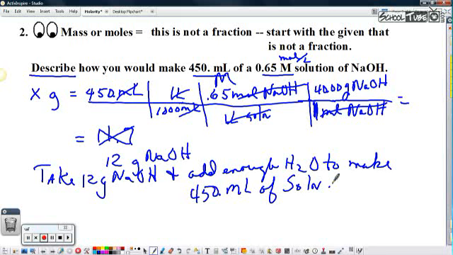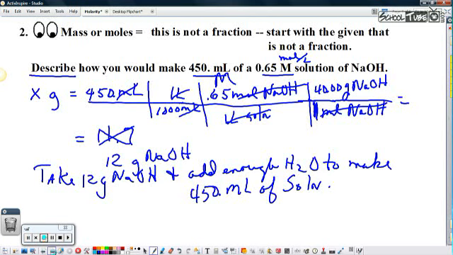All right, so this is the second type. The first type, looking for molarity, we started with a fraction. Second type, we're looking for grams because we're given volume and we're given molarity. So we started with not a fraction.